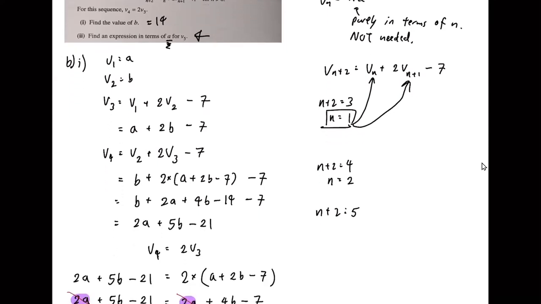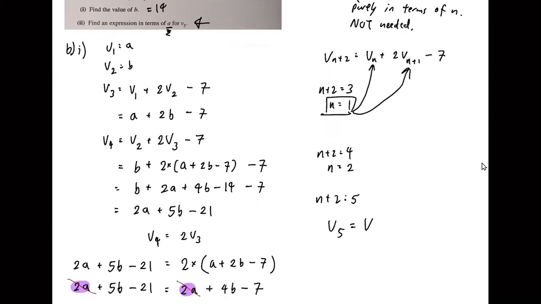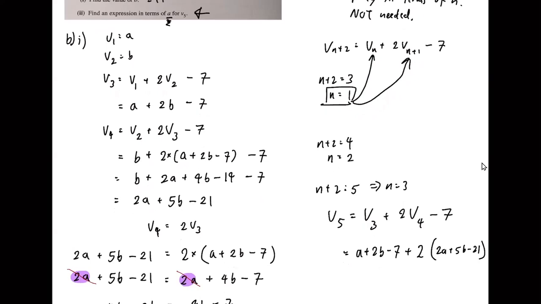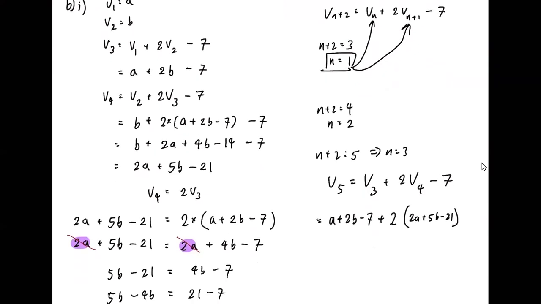Okay, so what will we get? We'll end up with V5 equals V, in this case, n is 3. So Vn becomes V3 plus 2 times V, 3 plus 1 is V4, minus 7, right? Okay, but what is V3? V3 we already found out is over here, A plus 2B minus 7. So let's just write it down. How about 2V4? 2 bracket V4, which is 2A plus 5B minus 21. Don't forget the minus 7 at the right-hand side. I mean, the last term on the right-hand side.